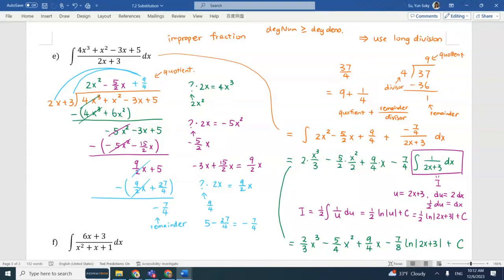So far, so good, everybody? Yes. So this problem we use long division, and then we can integrate the polynomial with the fraction parts, we use u substitution. Yes.